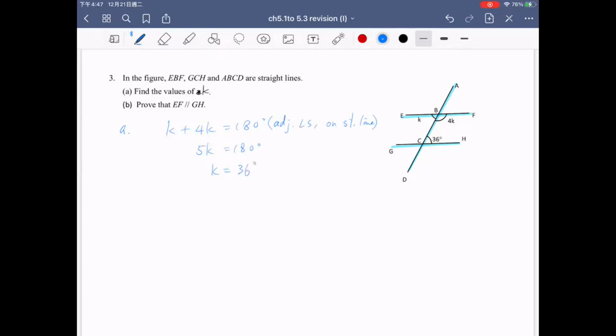26 degrees, right? So now for part B, we want to prove EF parallel GH. Remember, you can see EF is originally not given to be parallel to GH. So it seems they are parallel, but always remember they may not be. Okay? So in fact, we can mainly use 3 reasons to prove parallel lines. And this time maybe we try this one.